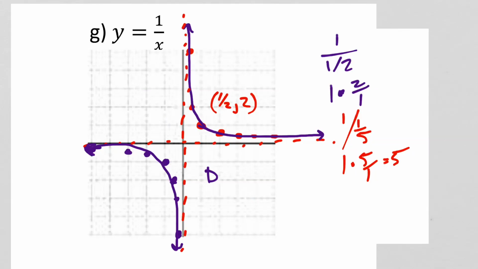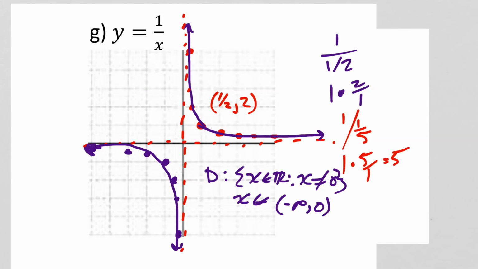Let's talk about our friend domain. Domain, x values, anything but 0. So x is an element of R such that x is not equal to 0. Kinda like abs x over x. Okay, so again, that means x is going to be an element of the interval from negative infinity up to, but not including 0, and then from 0, not including it, up to positive infinity.